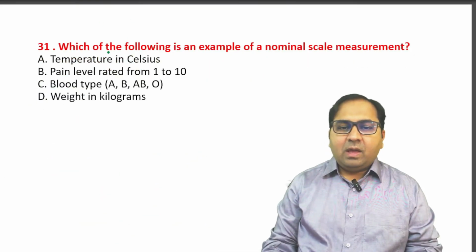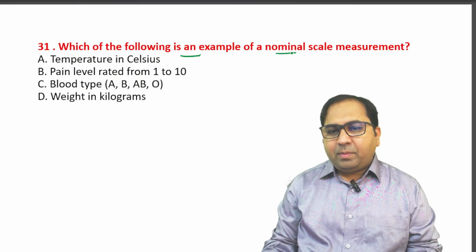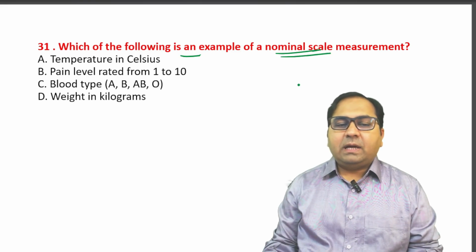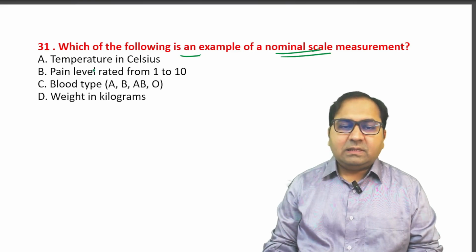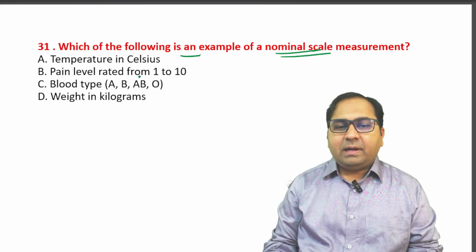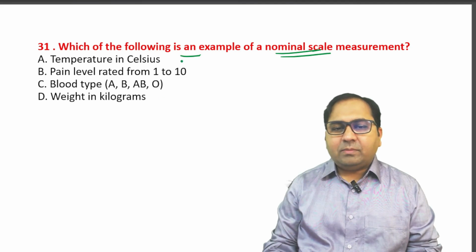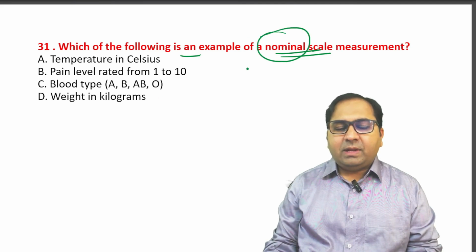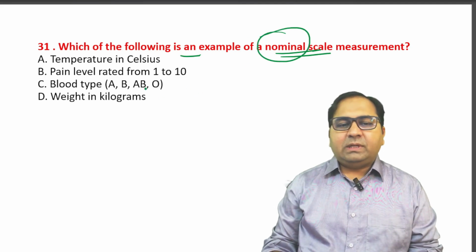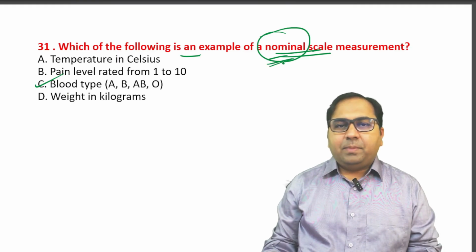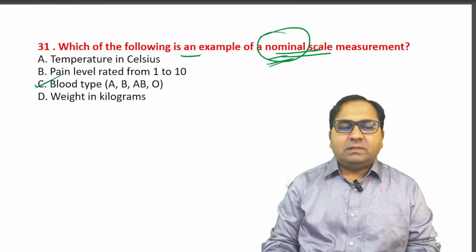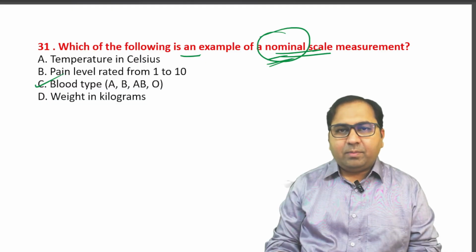Next question. Which of the following is an example of a nominal scale? The options are A, temperature in Celsius, B, pain level rated from 1 to 10, C, blood group A, B, AB or O, and D, weight in kilograms. Which is the nominal variable? The answer for our question is C, blood group. Blood group comes under the nominal scale. Please go back to question number 1. We have discussed in detail regarding the different types of variables in this chapter.